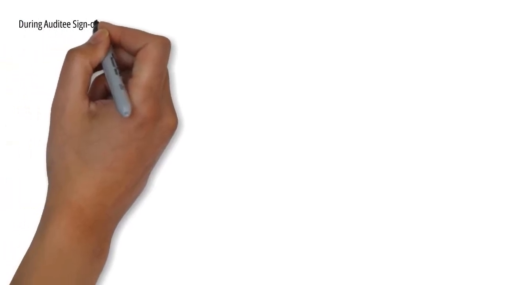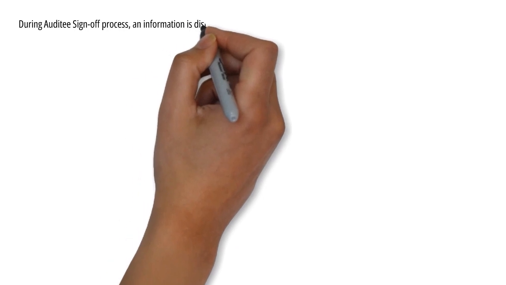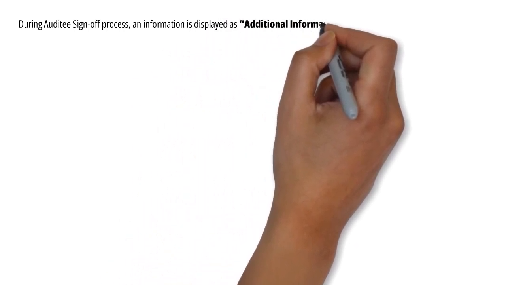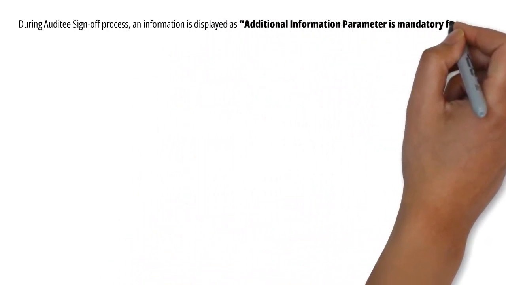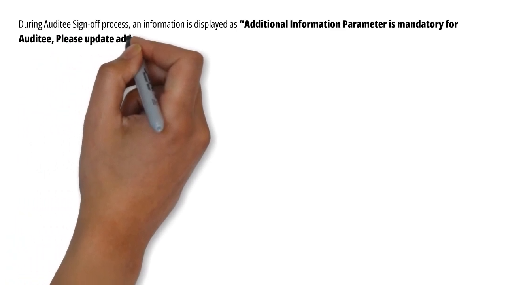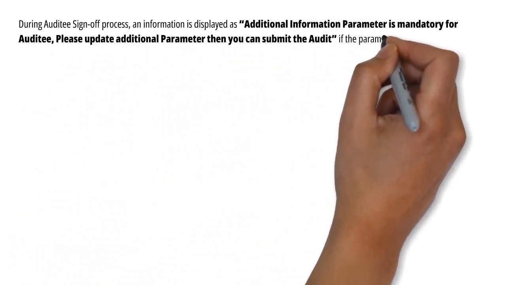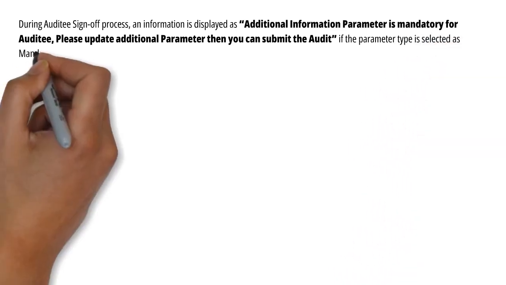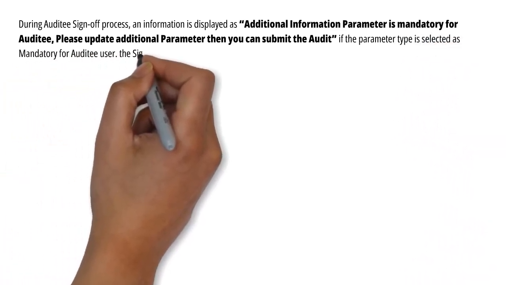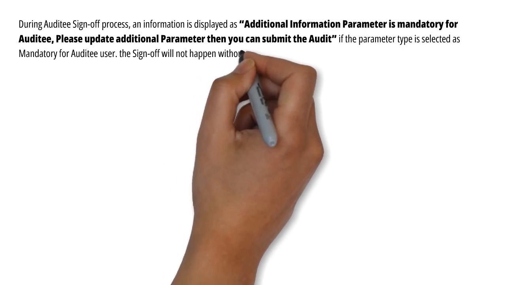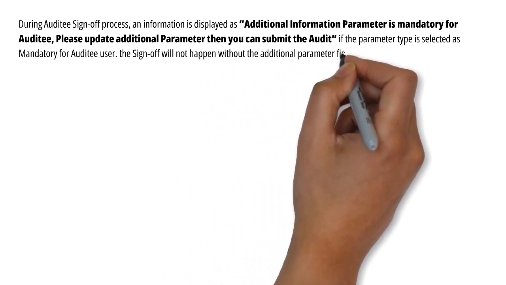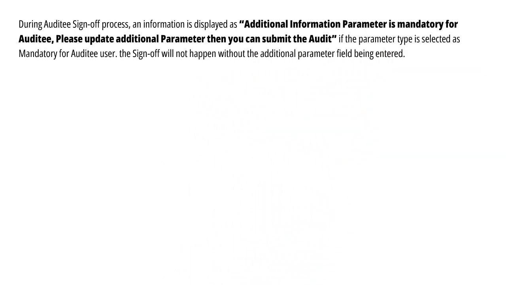During the Auditee Signoff process, information is displayed that additional information parameter is mandatory for Auditee. Please update additional parameter, then you can submit the audit if the parameter type is selected as mandatory for Auditee user. The sign-off will not happen without the additional parameter field being entered.